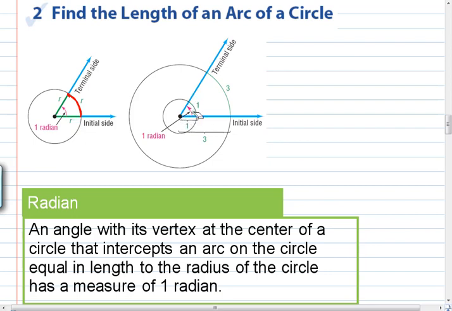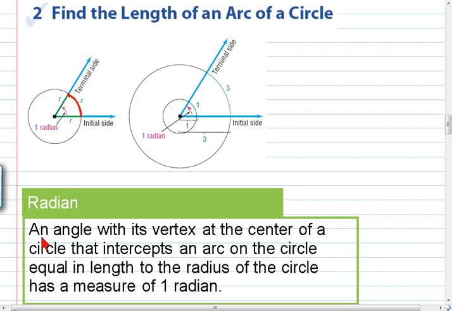So it doesn't matter what the radius is. If your angle measures 1 radian, then if we have a circle of radius 1, the arc length is going to be 1. If we have a circle of radius 3, the length of the arc here would be 3. Because the central angle here measures 1 radian, there's a ratio or proportion between those measures for the radius and the arc length. That's how we come up with it.